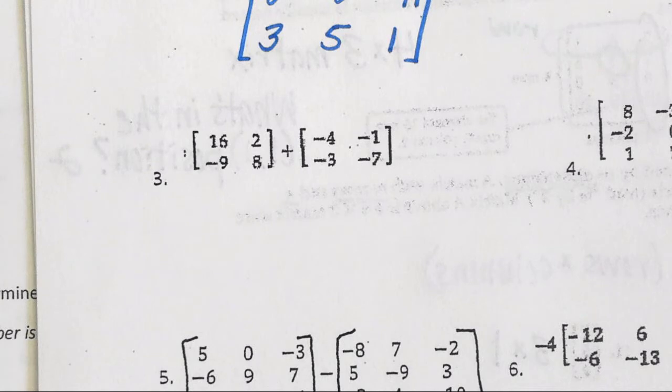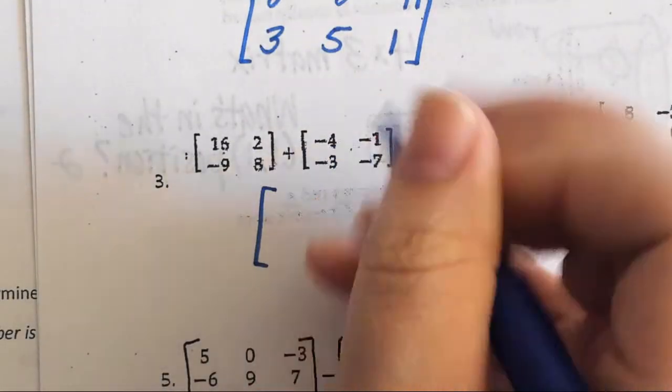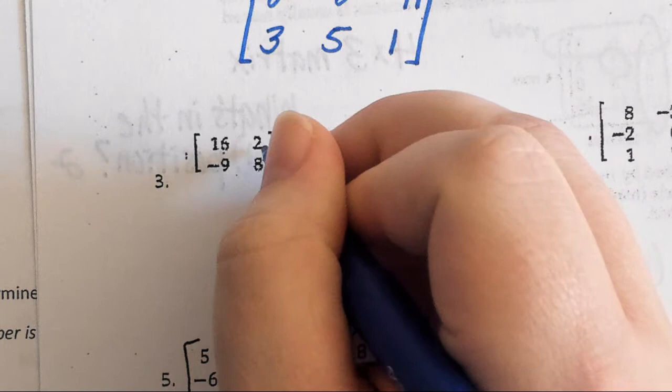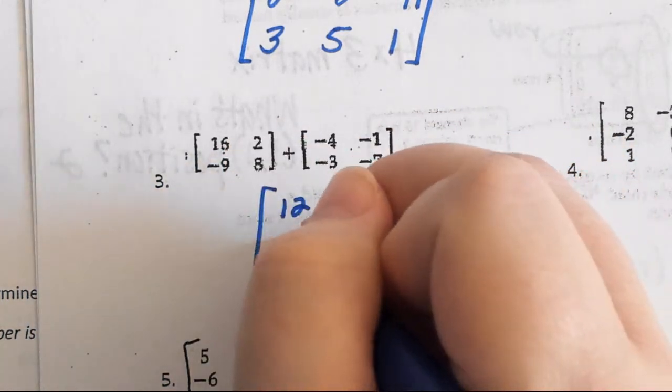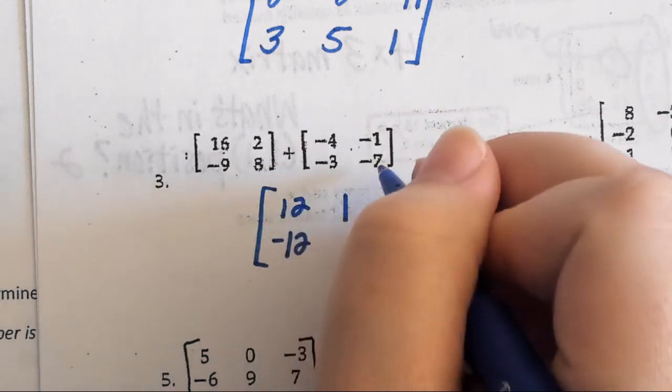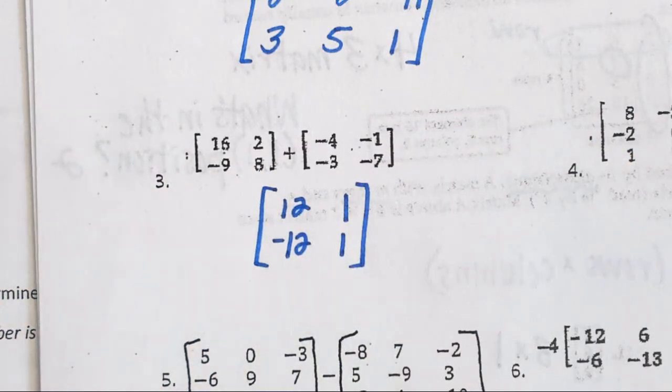Crazy. Okay, number 3, we want to again add matrices. So I'm going to add 16 plus negative 4, I get 12. 2 plus negative 1, I get 1. Negative 9 plus negative 3, I get negative 12. 8 plus negative 7, I get positive 1. So adding with matrices is super easy. Multiplying. Oh, we're not doing that today.